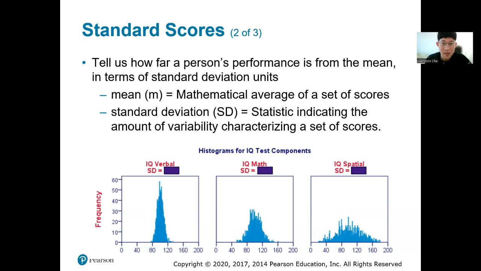So mean is the mathematical average of a set of scores, whereas standard deviation is a statistic indicating the amount of variability characterizing a set of scores. So a quick reminder of what standard deviation means. So let's say that the normal distribution of standard scores of verbal IQ test and math IQ test and spatial IQ test is like this. Which do you think has the highest standard deviation?